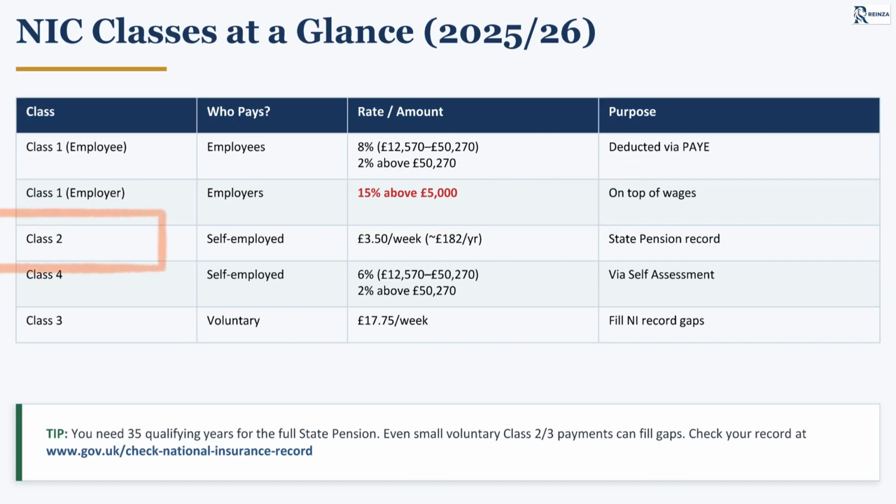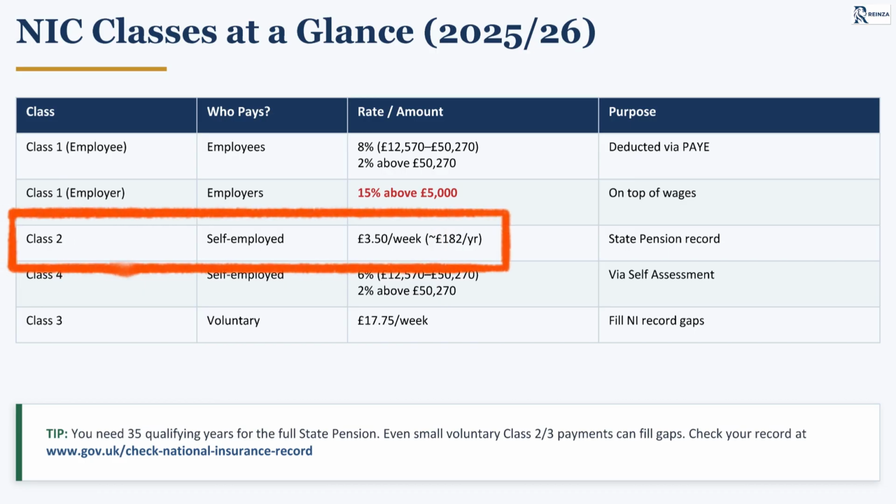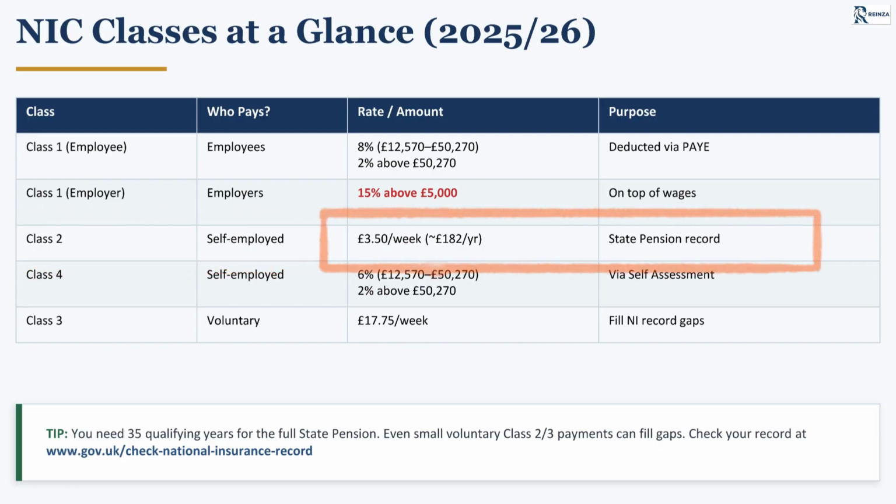Class 2 is paid by the self-employed. It is a flat rate of £3.50 per week, which works out to roughly £182 per year. This is important for building your state pension record.